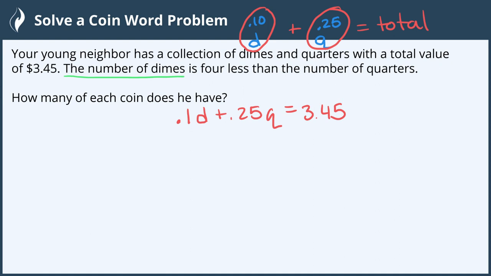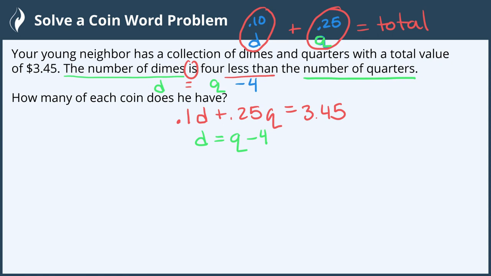The number of dimes, which we use the variable D, equals. For less than, that reverses the order, so it will be subtract 4. The number of quarters, which we decided would be the variable Q, and there's our second equation. D equals Q minus 4.